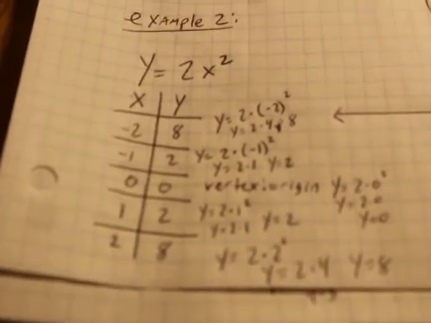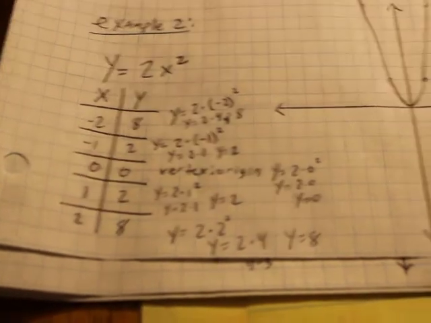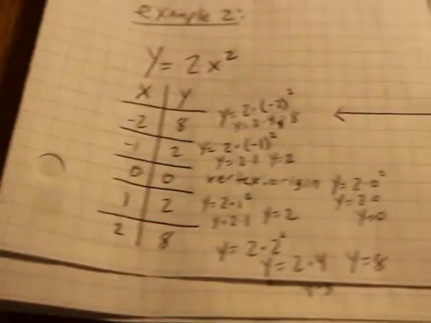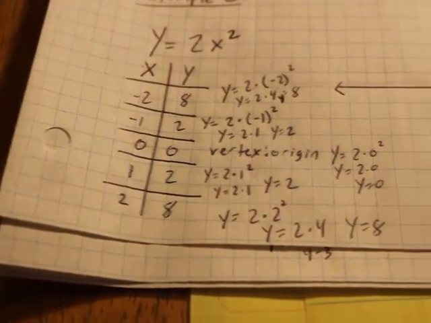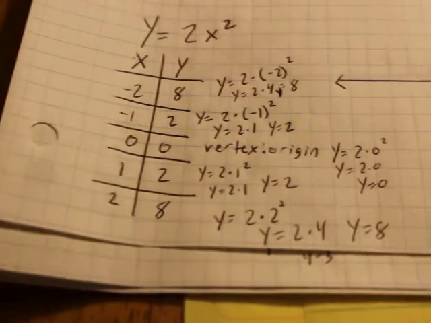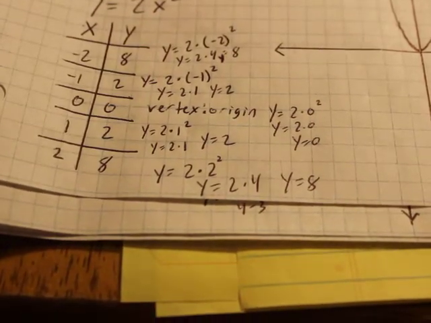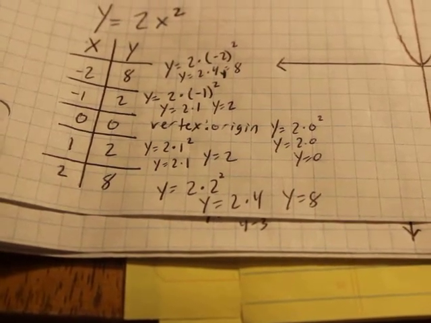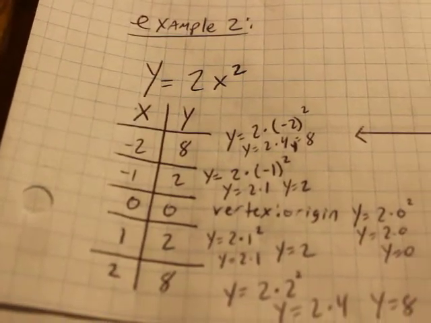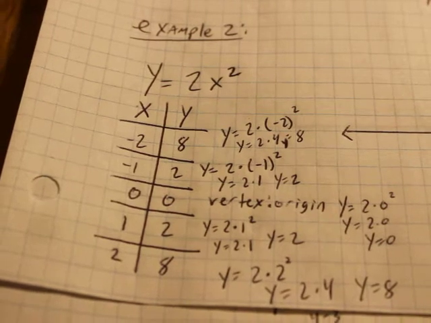I gave you a couple of examples of that down here. Once again, the vertex is still going to be the origin because 0 squared is 0 and 2 times 0 is 0. Now substitute 1 in for x. You have 2 times 1 squared, and 1 squared is 1, and 2 times 1 is 2. This is all very basic computational stuff. What about 2 times 2 squared? Well, 2 times 2 squared would be 2 times 4, and 2 times 4 is 8. If you do the negatives, you're going to get the same thing because this graph has symmetry. You'll notice how you have two different x values that have the same y value. That's going to happen in a quadratic function.